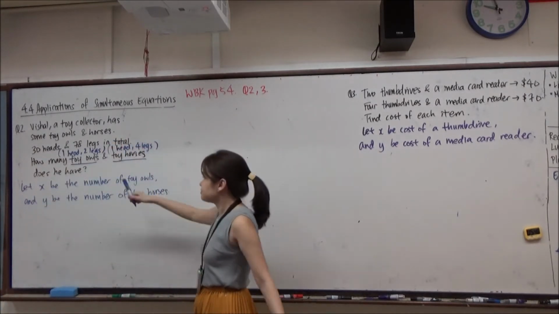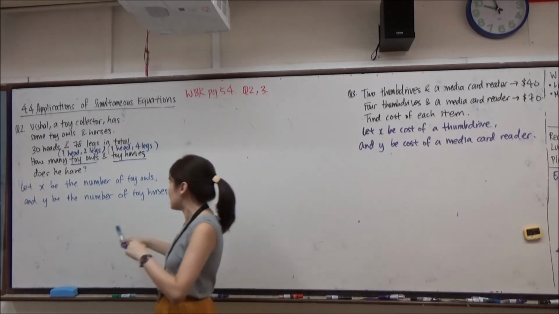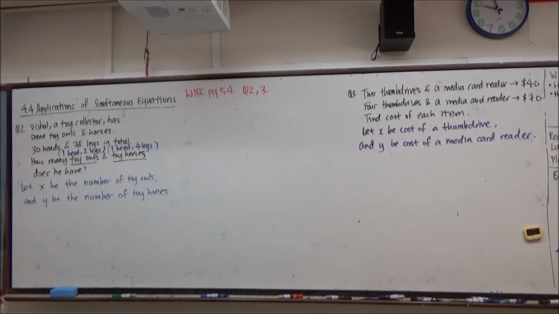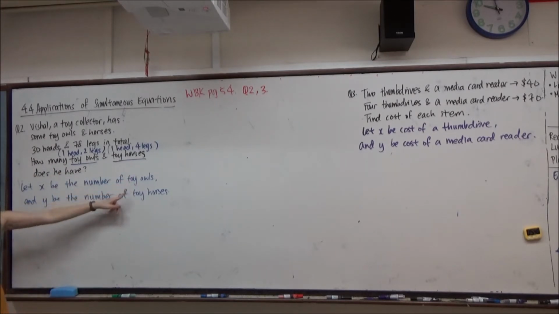Okay, so we let X be the number of toy owls and Y be the number of toy horses, right? Let's look at how many heads there will be in total, because the owls and horses only have 1 head each. So if there are X owls, there will also be X heads, correct?